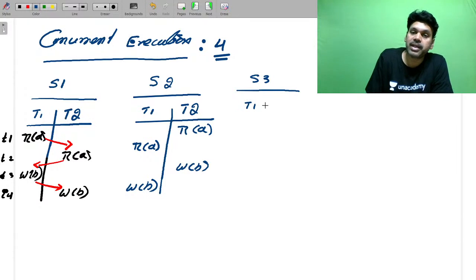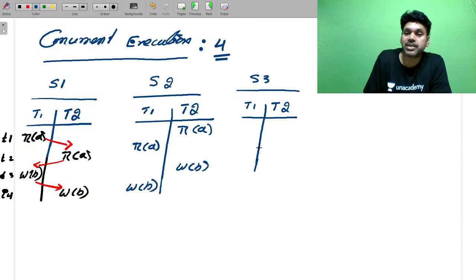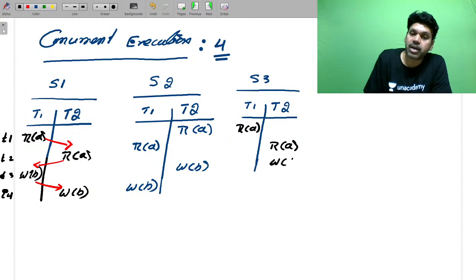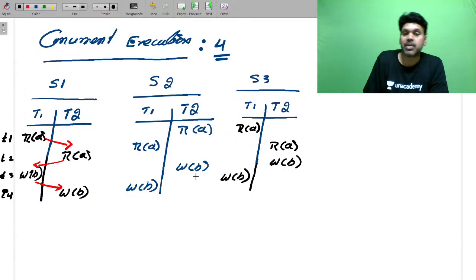If I take S3, T1 and T2, now you see how they will execute. As usual, I will execute R of A here. Then I will give a chance to T2 to execute completely, R of A and W of B. Then I will execute my next action, W of B. Here T1 begins and completes at T4. And if you look at schedule 4, this is the last variety you will get. You will not have more than this.